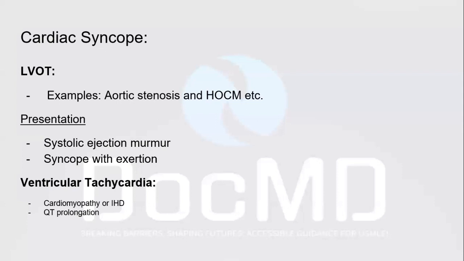The second cause of cardiac syncope is ventricular tachycardia. It can happen due to an already predisposing cardiomyopathy or ischemic heart disease, or it can also happen due to QT prolongation. The QT prolongation one is going to be polymorphic, and the cardiomyopathy or ischemic heart disease one is going to be monomorphic. If you do not understand this, you'll probably understand it towards the end of your journey. I'm not going to go into detail on these forms of tachycardias today.